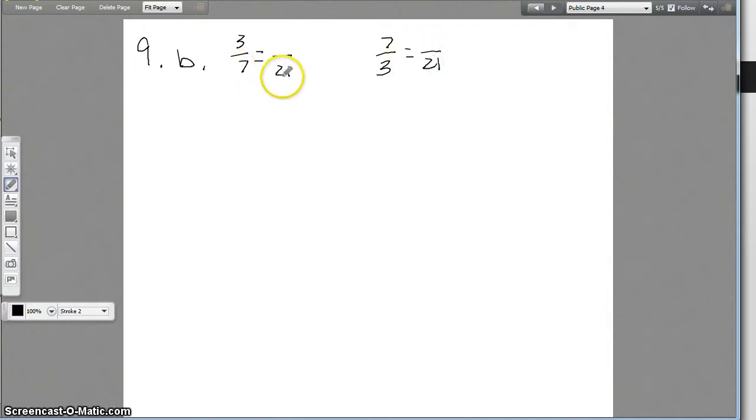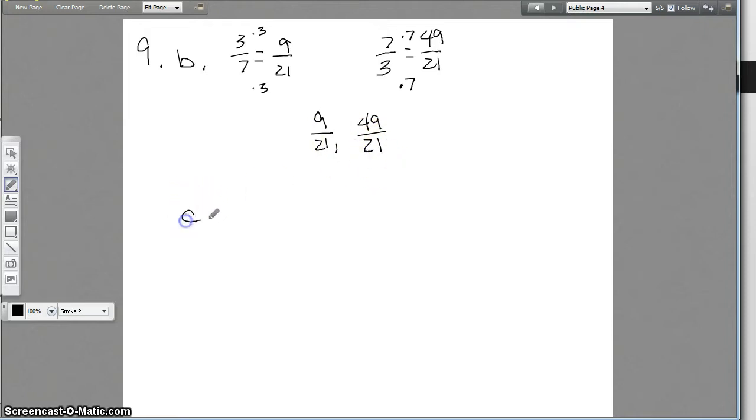To get from 7 to 21, I had to multiply by 3. So for the numerator, I need to multiply by 3. 3 times 3 is 9. To get from 3 to 21, I had to multiply by 7. So I need to multiply our numerator by 7. 7 times 7 is 49. So our new fractions for 9b are 9/21 and 49/21. That is writing the set of fractions as fractions that have the same denominator.